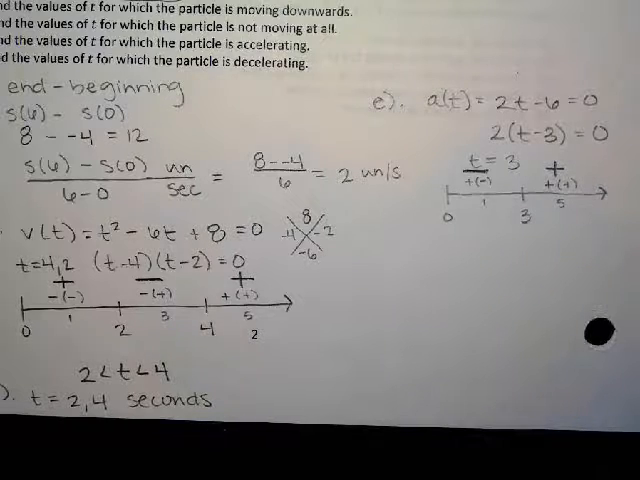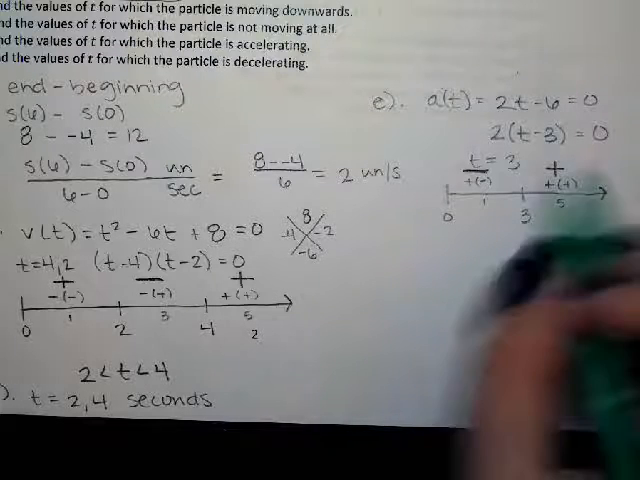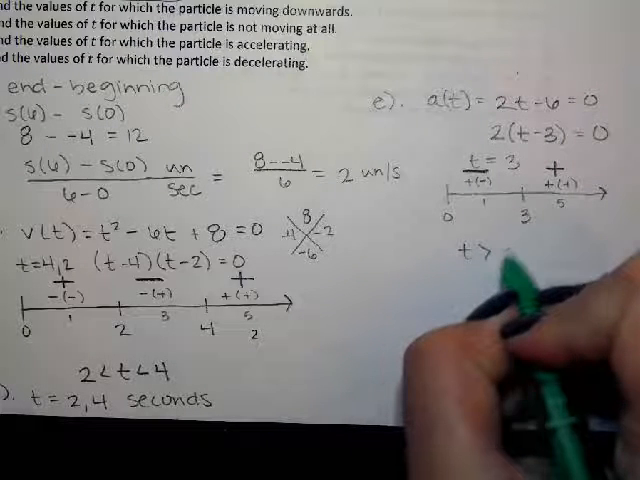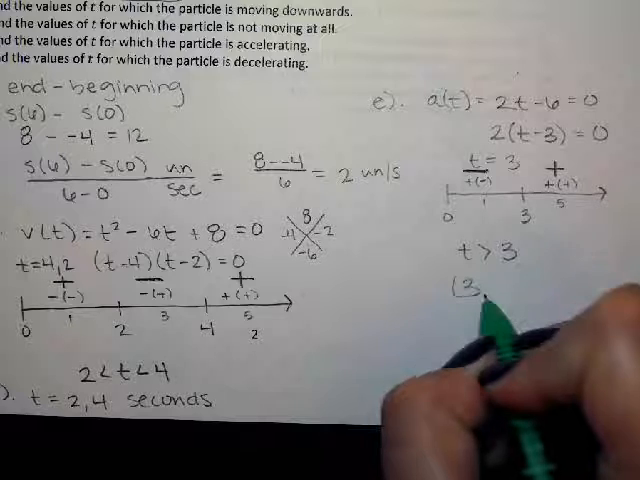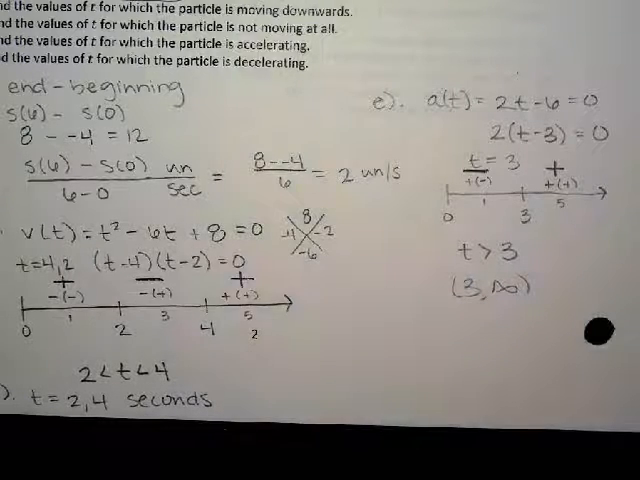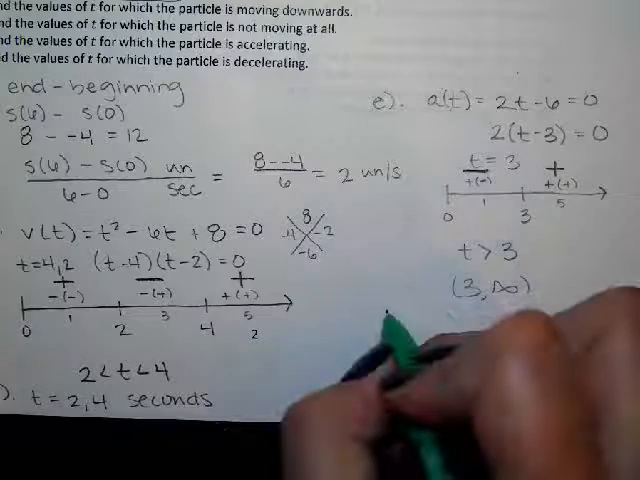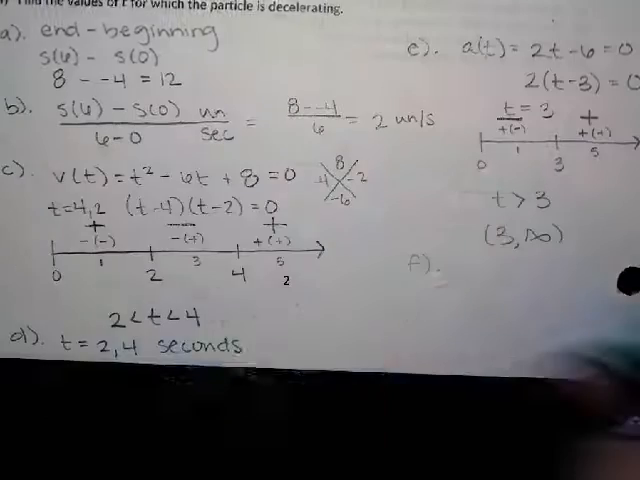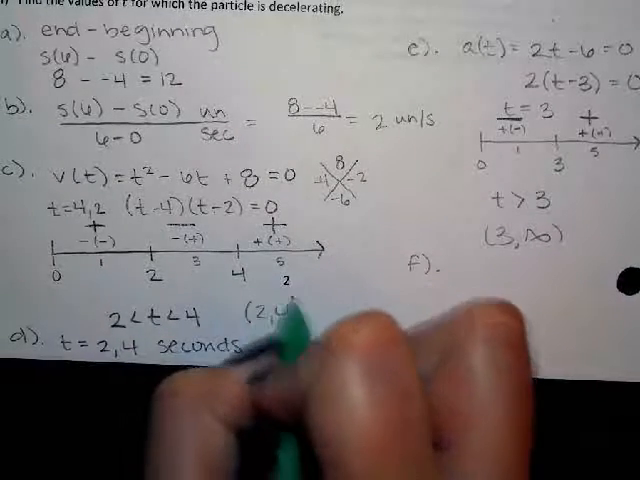Find the value of t for which the particle is accelerating. So where on the sign chart is t accelerating? 3 to infinity. So we're going to say t is greater than 3, or if you wanted to say 3 to infinity, you could say it like that. That would be fine as well. So either notation is fine. Yep. Both notations are totally acceptable.